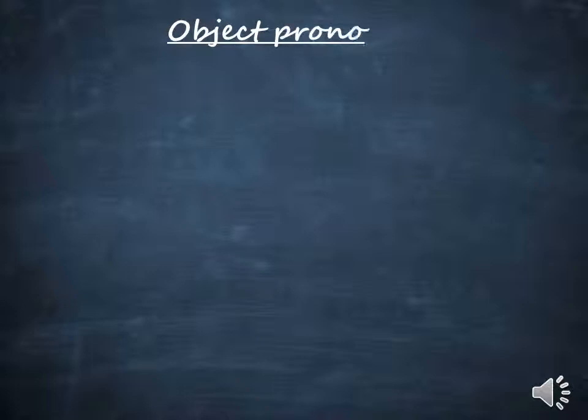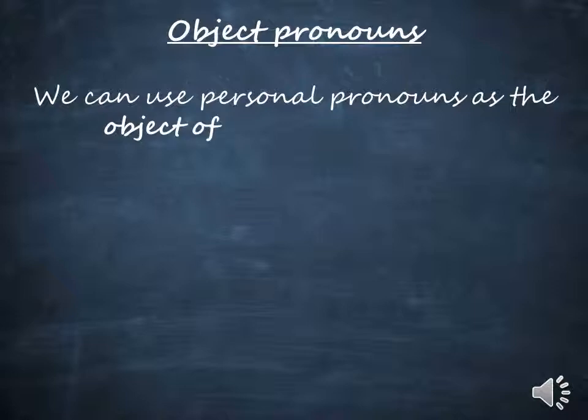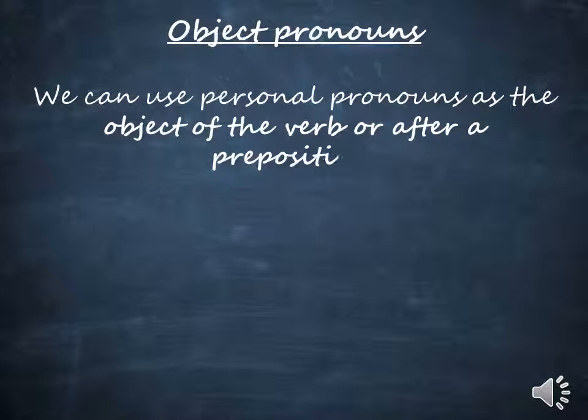Now, let's have a look at the object pronouns. And remember, the object pronoun is the one that is having the verb done to it. It's not always exactly true, but usually. Okay, we can use personal pronouns both as the object of the verb, and we can use the same set of pronouns after a preposition.